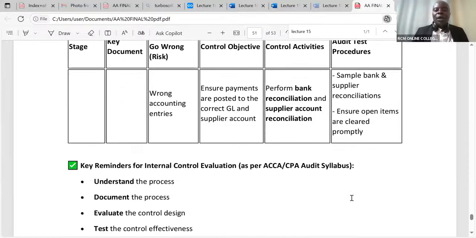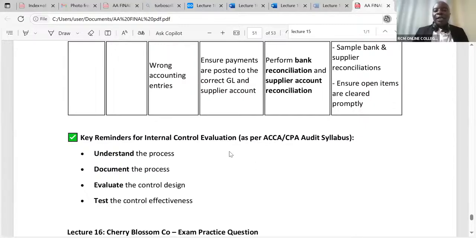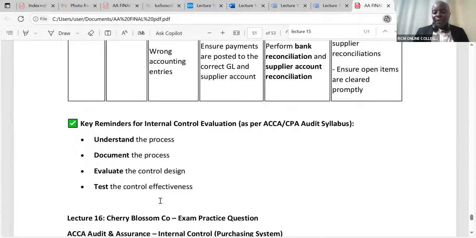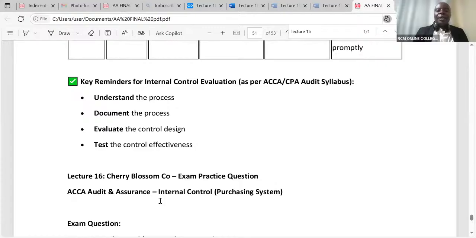The key thing that I would want you to know here, key reminders for internal control evaluation: always ensure that you understand the process, document the process, evaluate the control design, and test control effectiveness. So now this brings me to lecture number 16.